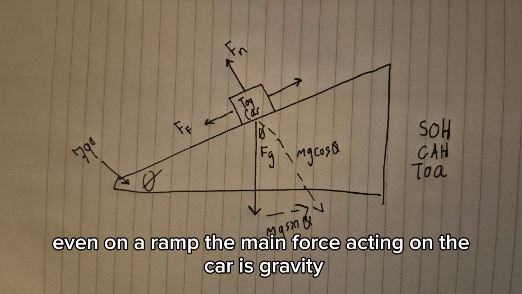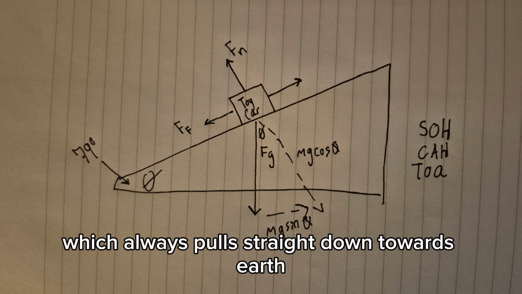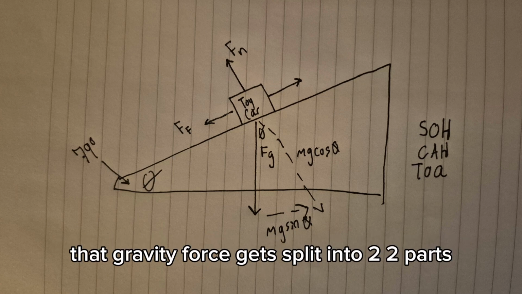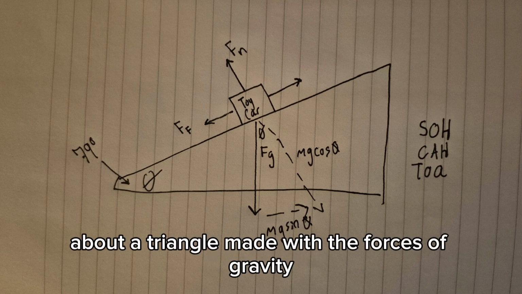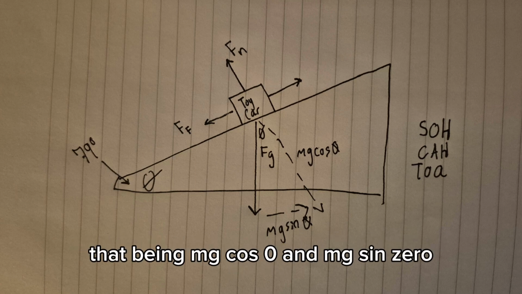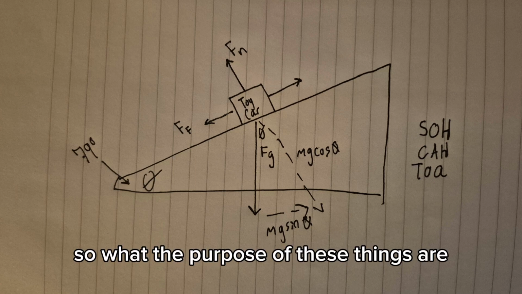Even on a ramp, the main force acting on the car is gravity, which always pulls straight down towards Earth. But because the ramp is tilted, that gravity force gets split into two parts. As you can see here in the image, there is a triangle made with the forces of gravity, that being mg cos θ and mg sin θ.